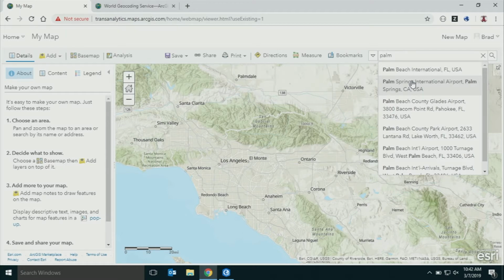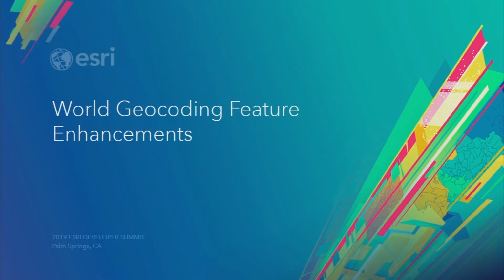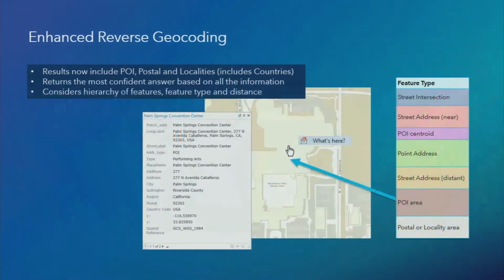All right. So next we're going to take a look at some of the feature enhancements that we've added to the World Geocoding Service. These would be new features that you can access through the API if you're building a custom app or working with the system. And let's get right into those.